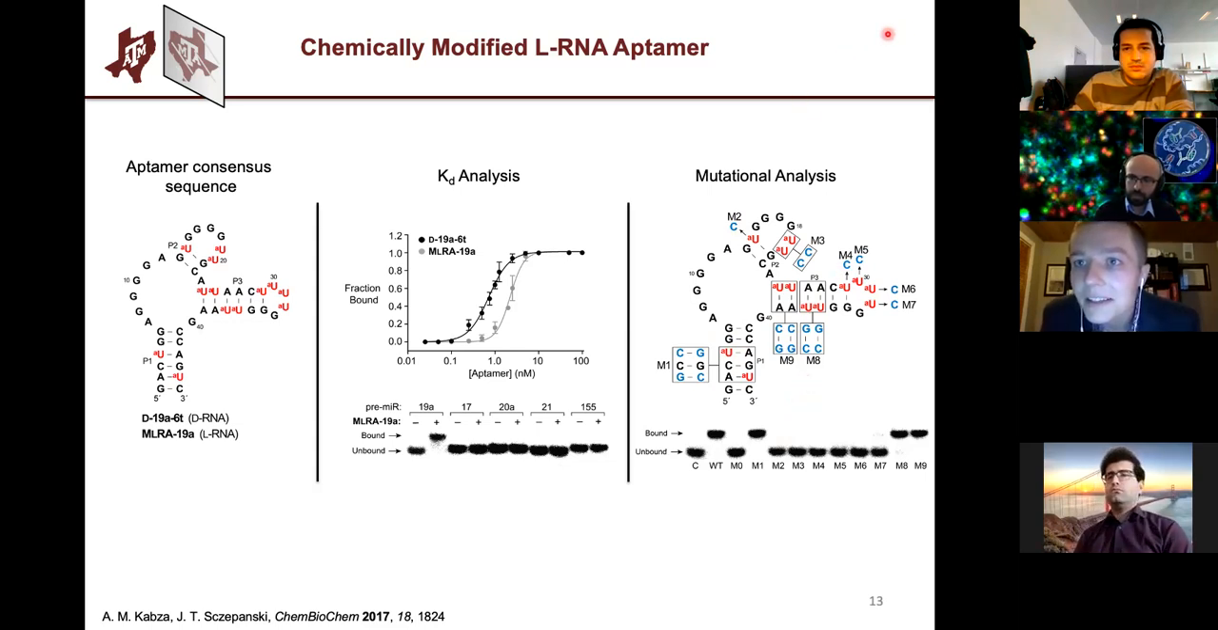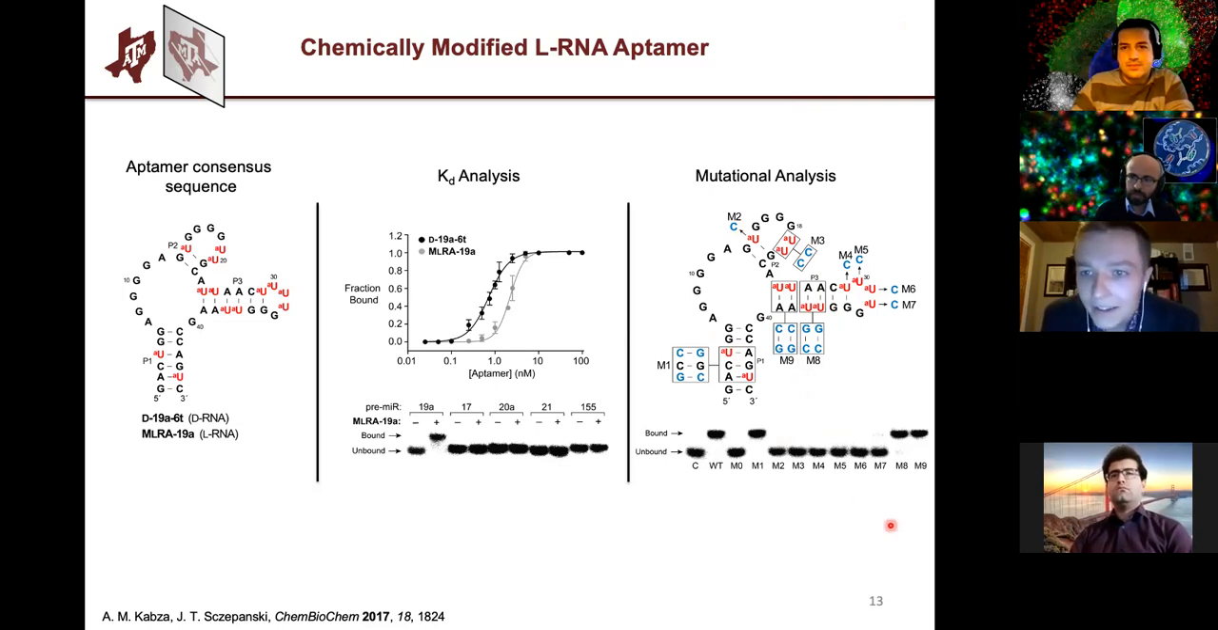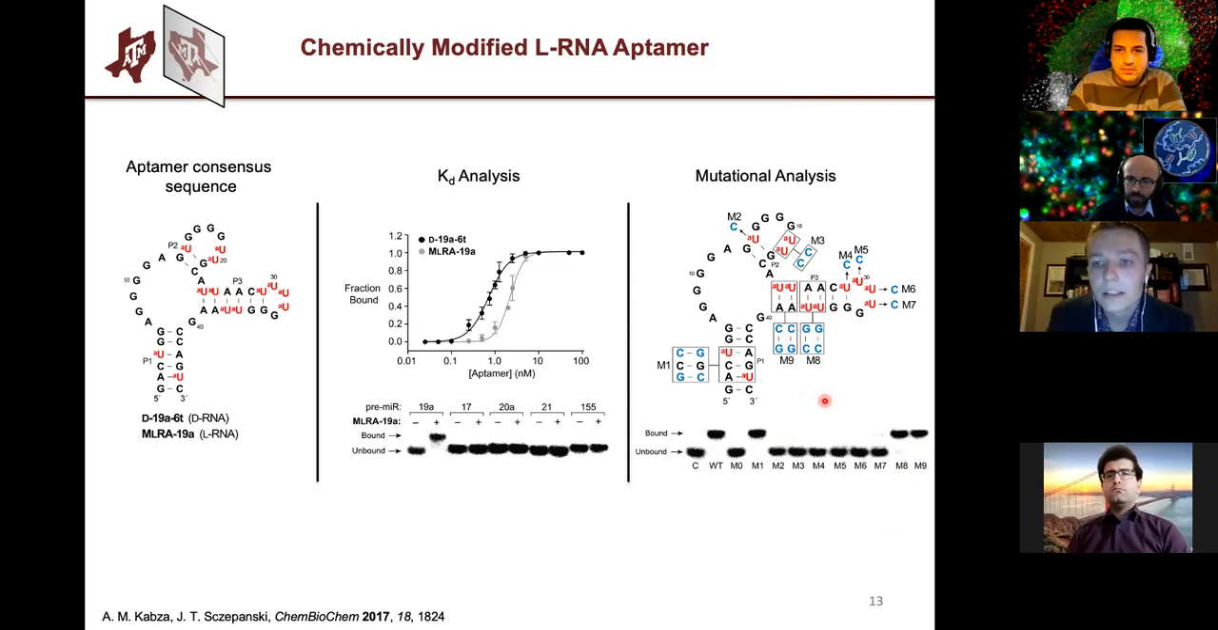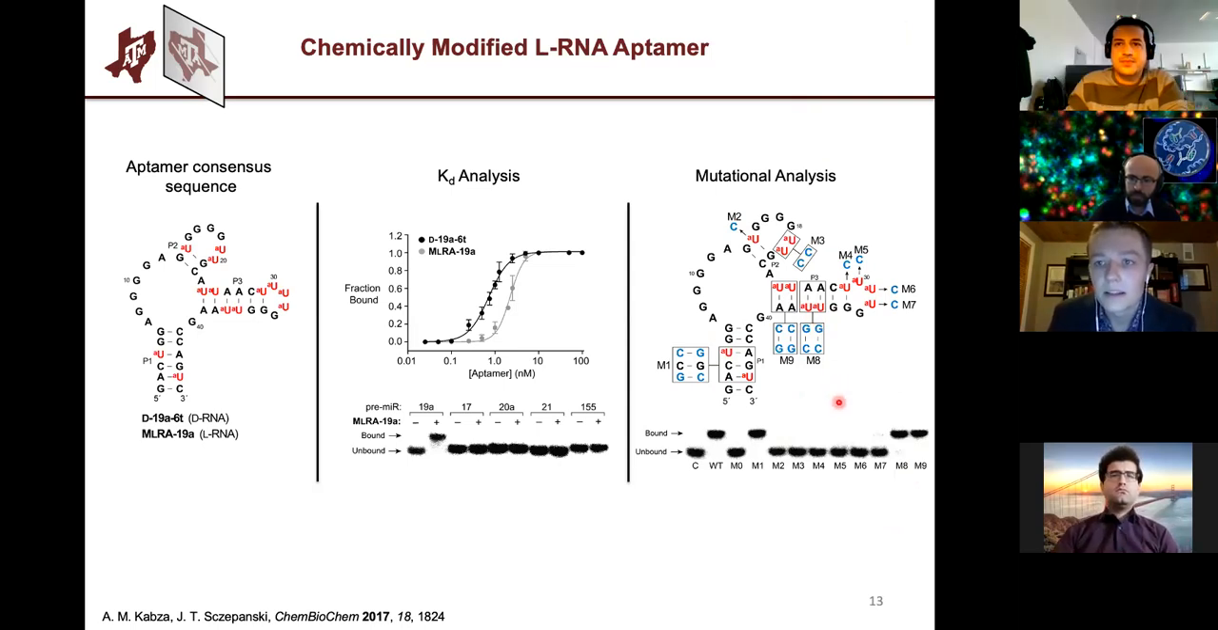Let me see, can I, yeah, there we go. Okay, yeah, and now I can see the end of my screen. And then yes, again, these M8 and M9 mutants here in this P3 stem also were not required for binding. Again, to us, that says that this stem is basically there just for structural reasons.